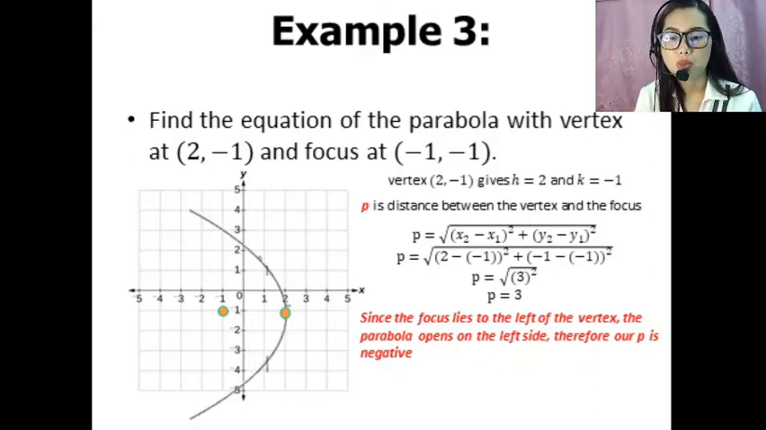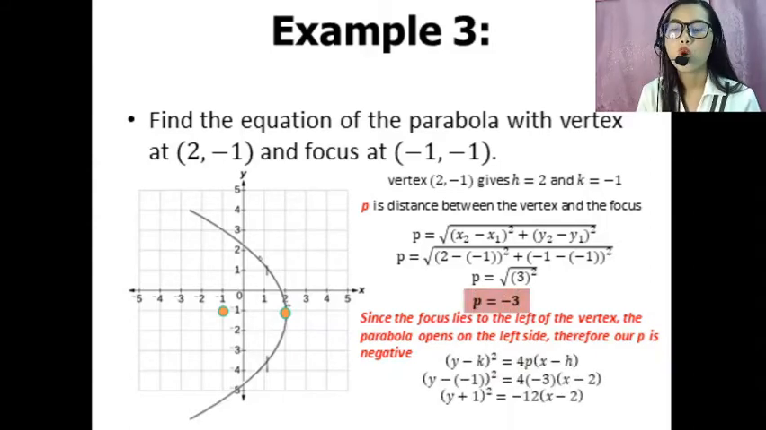Alright, so substituting again all the values of h, k, and p, you will have the equation (y + 1)² = -12(x - 2).